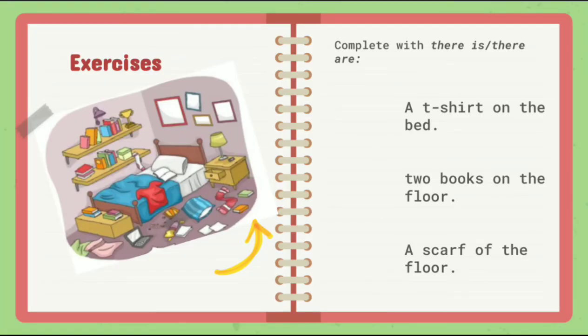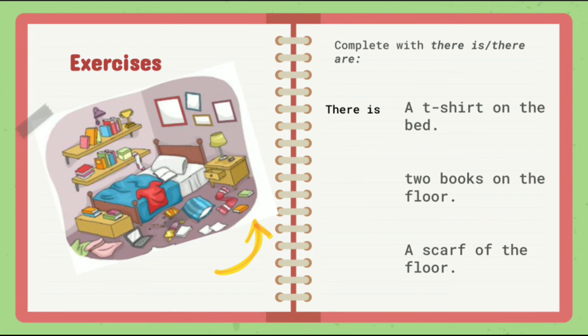Right now, let's do some exercises in order to understand what we have learned. In this one, we have to complete the beginning of the three sentences with there is and there are. So we're going to see the image here, and we are going to find out if it is there is or there are. The first one is a t-shirt on the bed. What do you think? Is it there is or there are? Yes, there is a t-shirt on the bed.